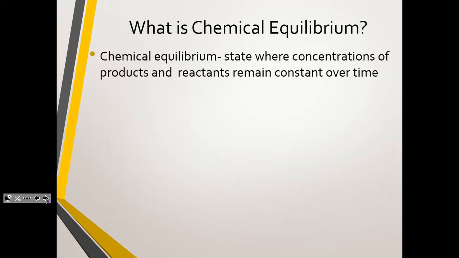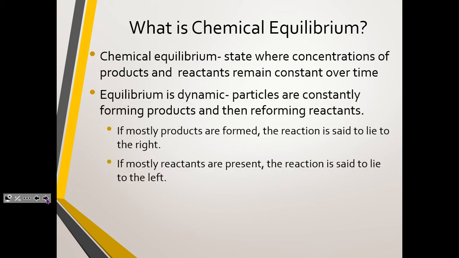So what is equilibrium? Well, it's a state where concentrations of products and reactants remain constant over time. So there's a steady state where it reaches a point where we are not going forwards or backwards, and we are just staying steady. It can be dynamic, meaning it moves. Particles are constantly forming products and then reforming reactants. It's going back and forth, and we can shift these equilibrium values.